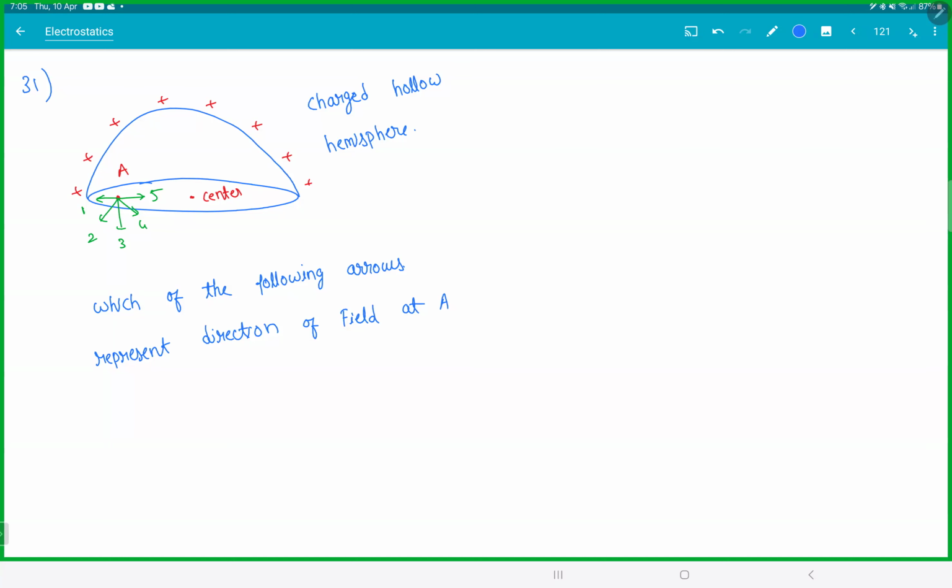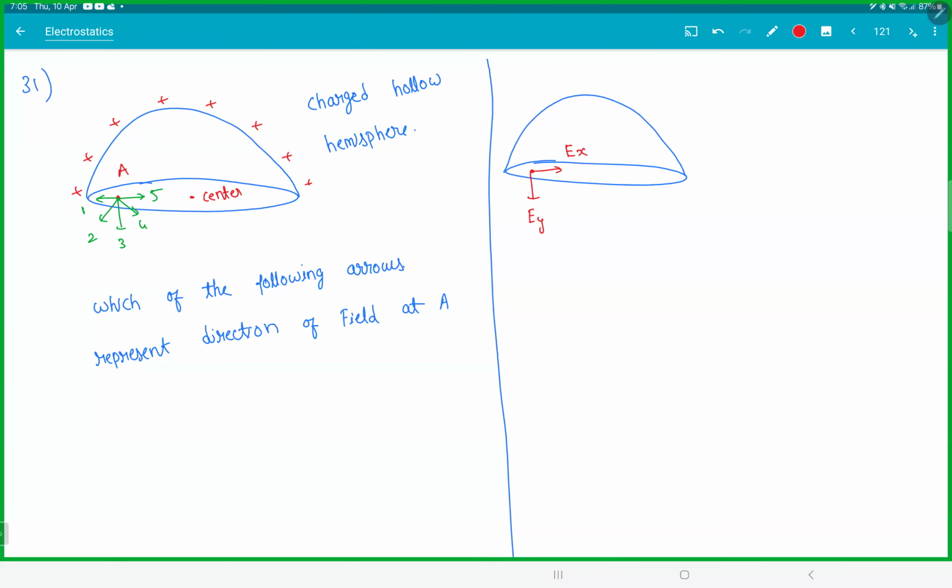Let's see. Now, first of all, we don't know how the field is. That is the first thing. Now, when you don't know about the field, then you can always do this thing. So the point A, you can always assume there are two directions of field, Ex and Ey. Do you agree with this thing? So you can always take two perpendicular directions. Ex can be positive or negative, Ey can be positive or negative. So whatever is the field at point A, there will be two directions.